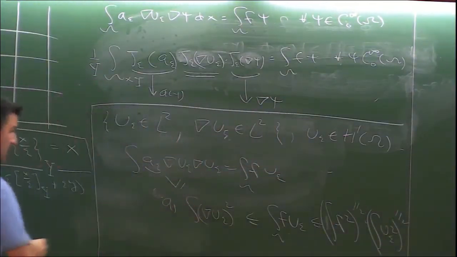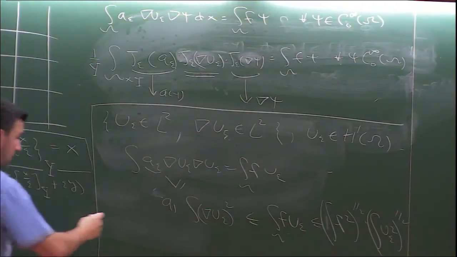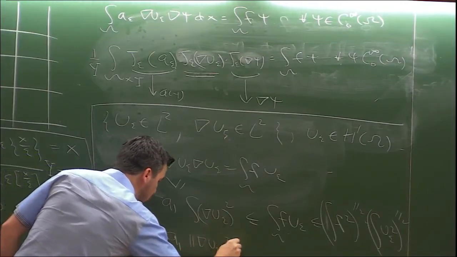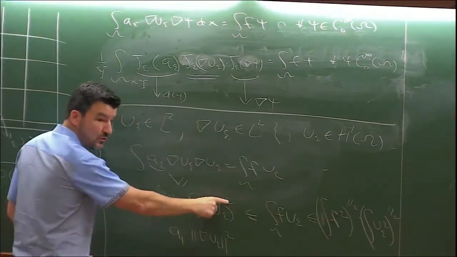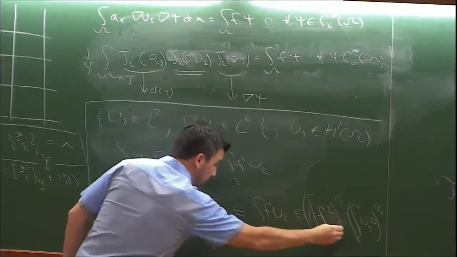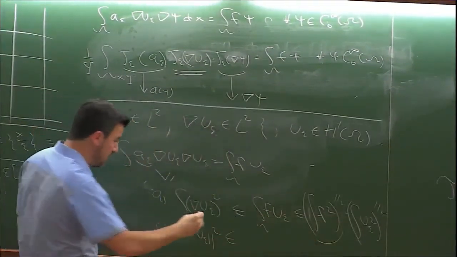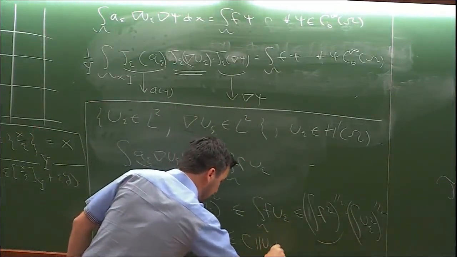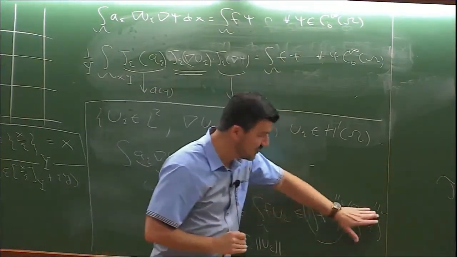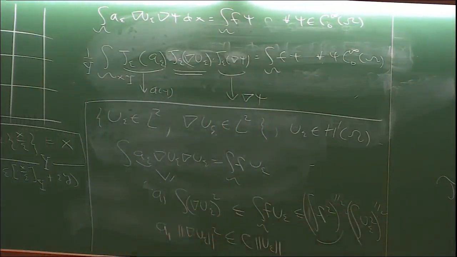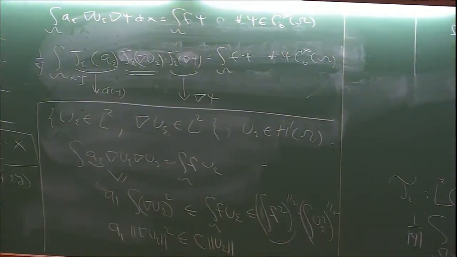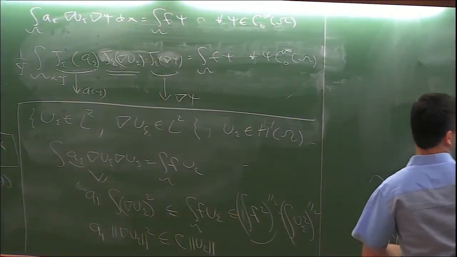And so now you have that a1 times the norm of the gradient in L2 squared, because the norm has a root, so there is no root here, is less or equal than this, which I call a constant because it depends on epsilon, times the norm in L2. It's just the norm, it has a root. And now you use a trick which is called the Poincaré inequality.